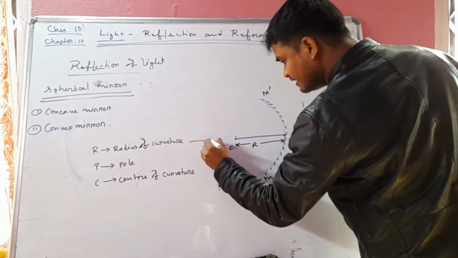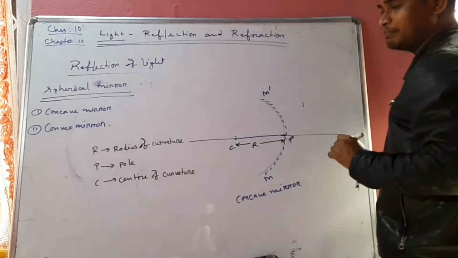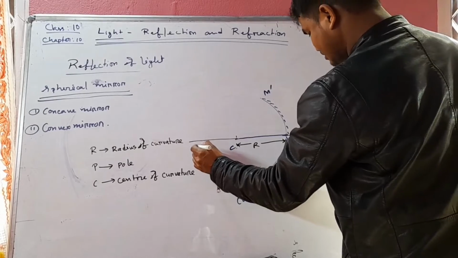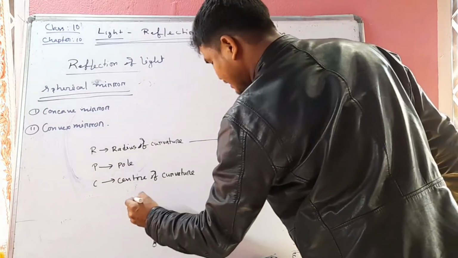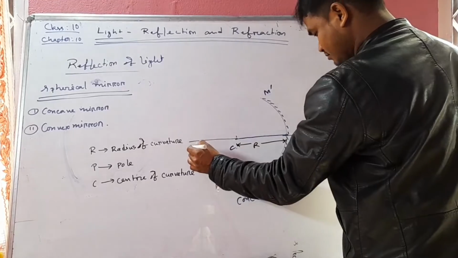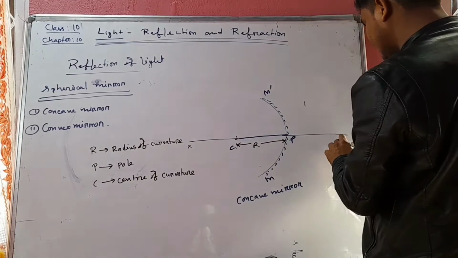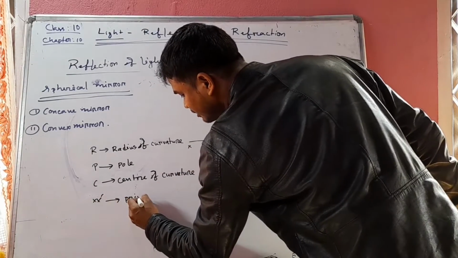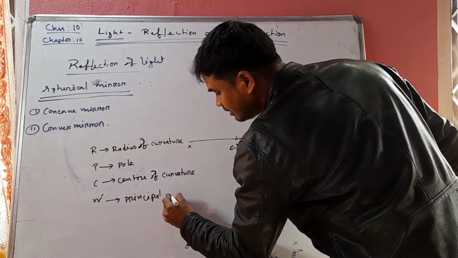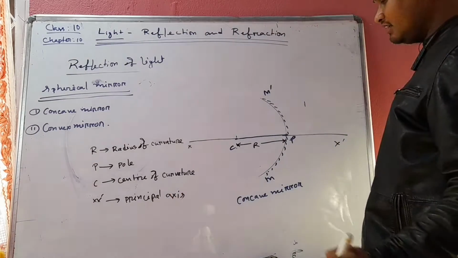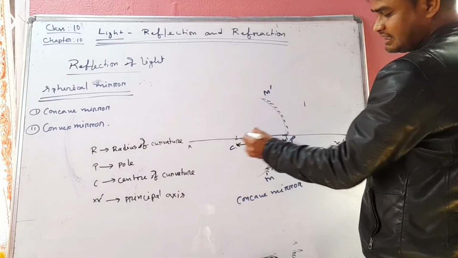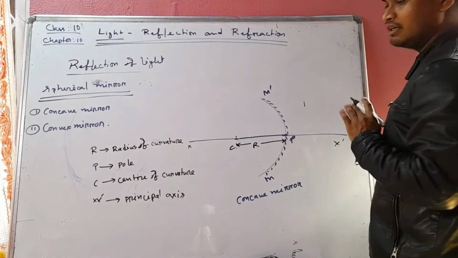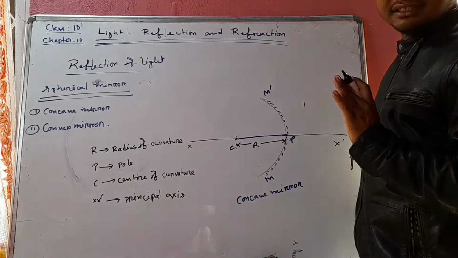Now, if we extend this radius of curvature, we get the principal axis. Let us consider the extended form, we can say the x axis. The x axis is the principal axis. The principal axis is the axis that passes through the center and the pole.